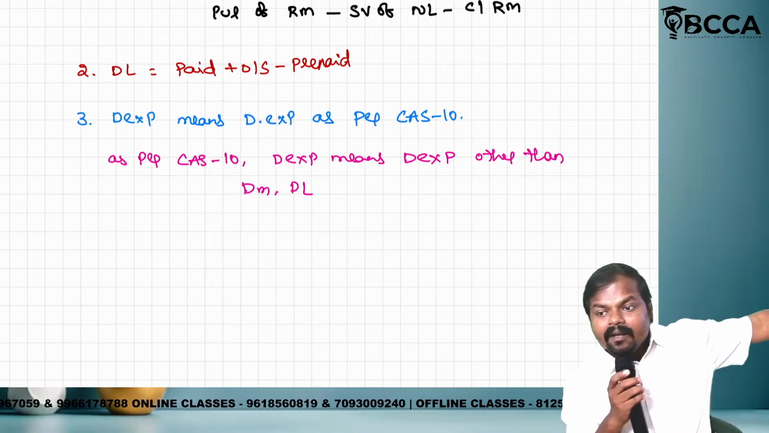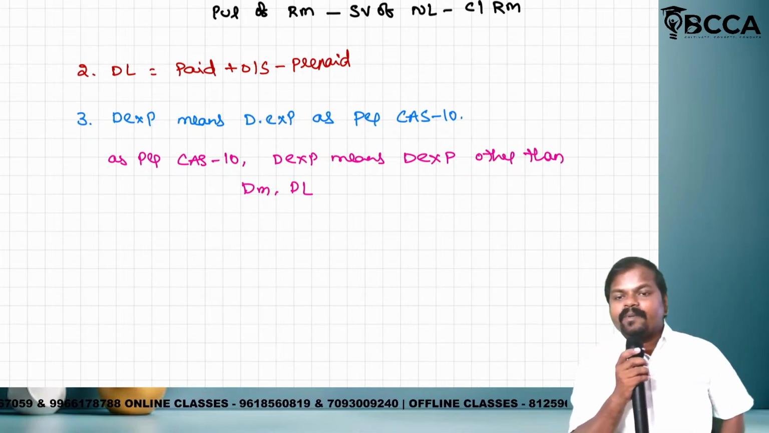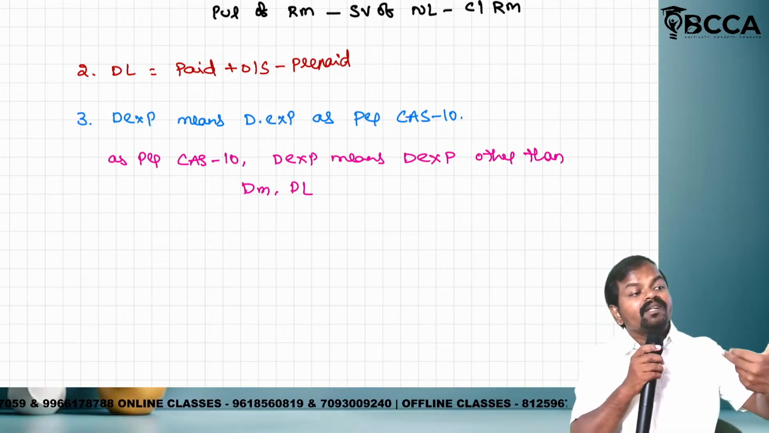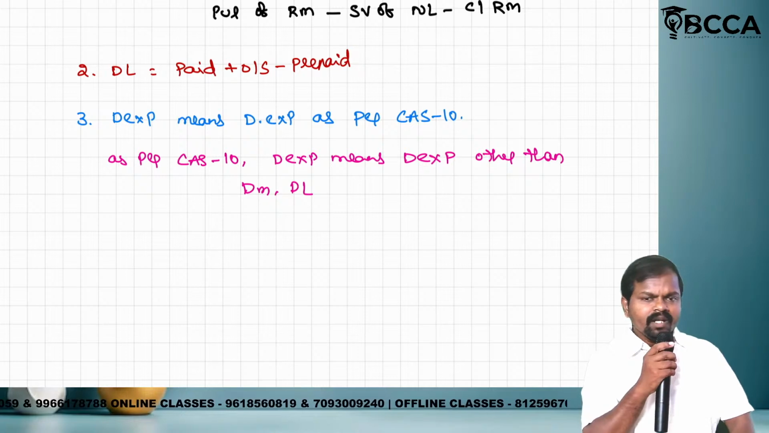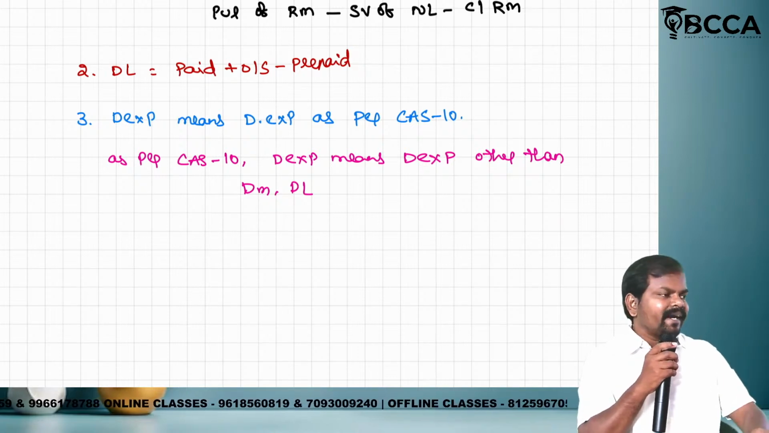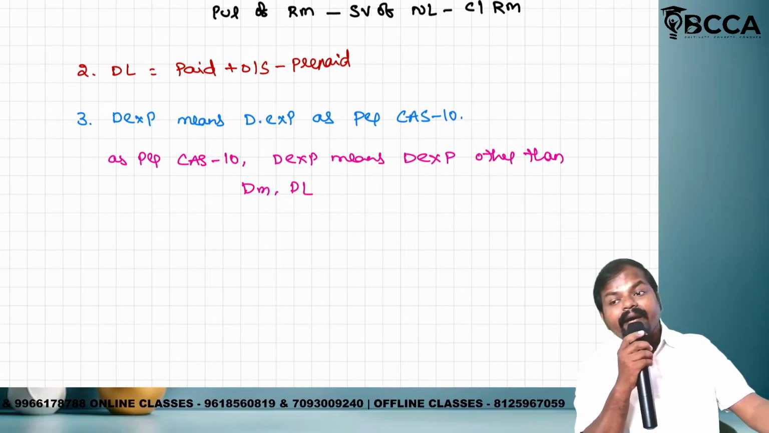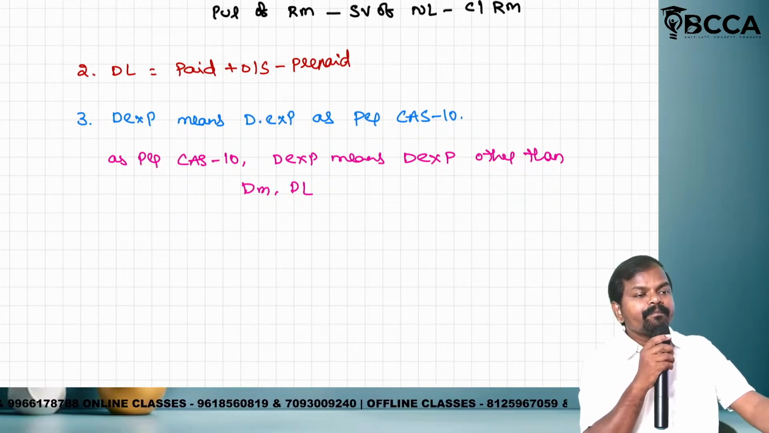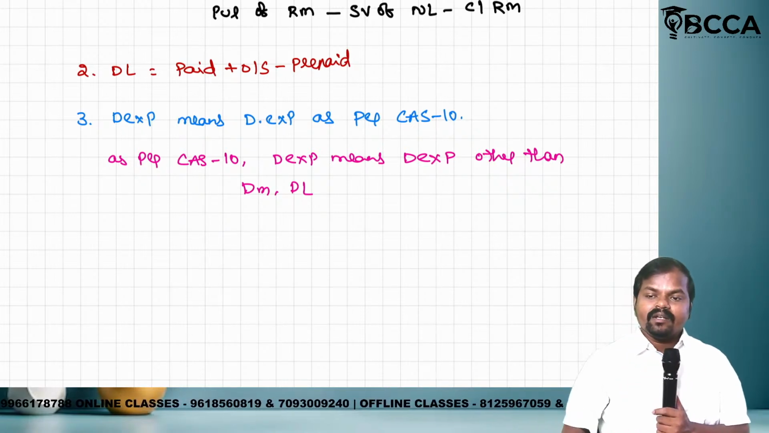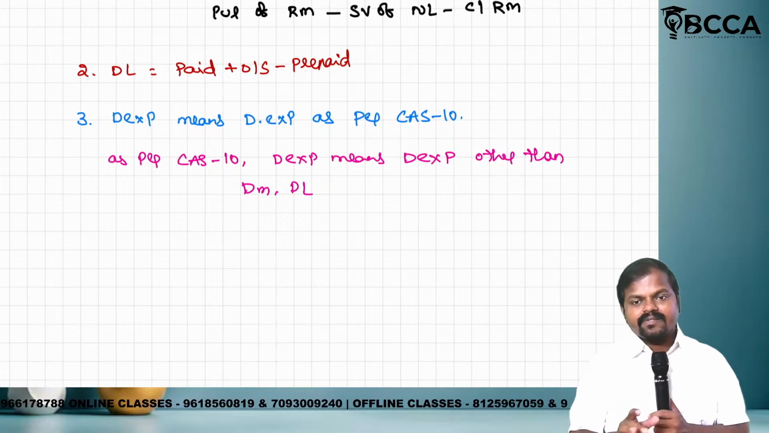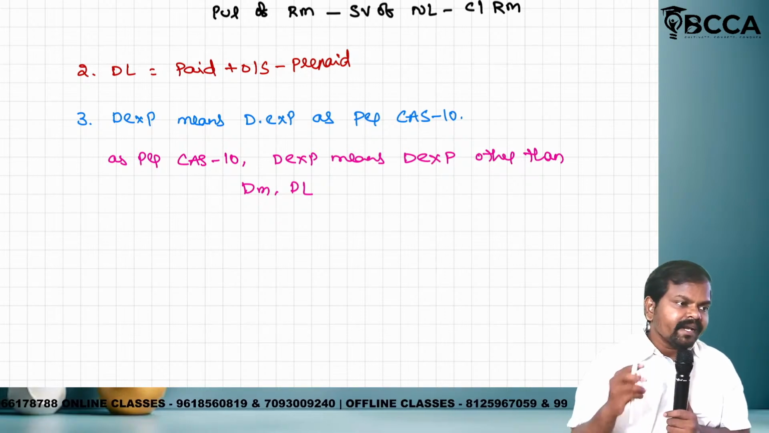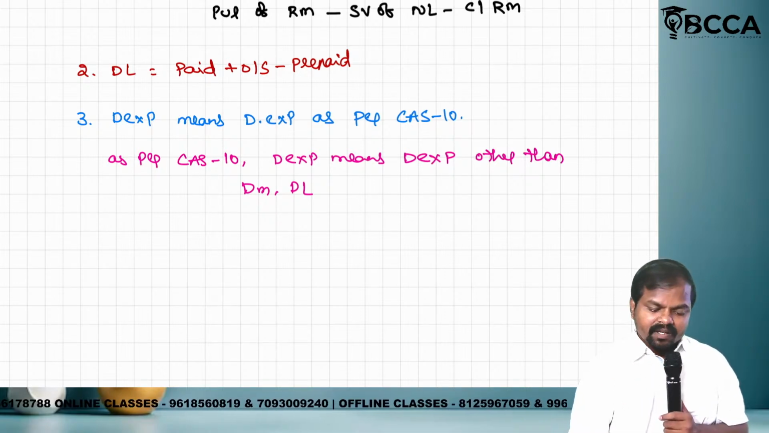That is the reason direct expense means direct expense other than DM, other than DL. Other than direct material, other than direct labor. Still it is a direct cost. It will be named as direct expense. Who told this definition? CAS 10. CAS 10. Till now clear? Please respond, ma. Excellent. Next, ma.